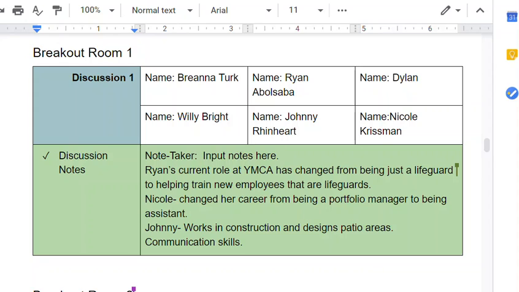Okay, so we had 3 people in our group share an example of this. Ryan's current role at YMCA, he was only a lifeguard, and now he's helping train new employees that are lifeguards. So his responsibilities are changing. And then Nicole, she changed her entire career because she used to be a portfolio manager, and now she works as an assistant. So that's a lot of role change, responsibility changes.